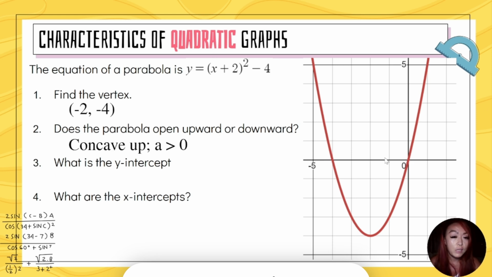What is the y-intercept? The y-intercept here is at the origin at 0, 0. And what are the x-intercepts? They're at negative 4 and 0. So what are your solutions? The solutions are negative 4 and 0.